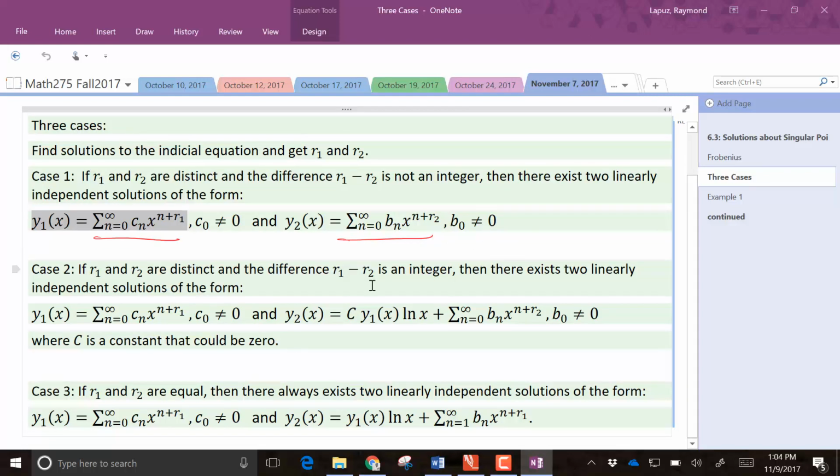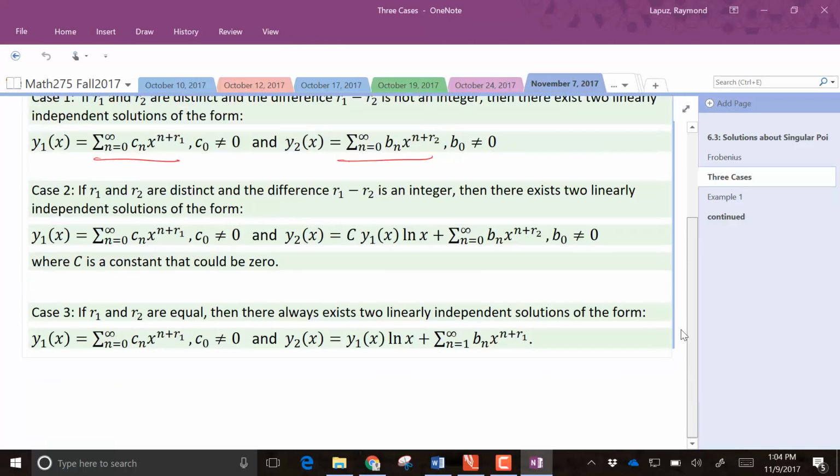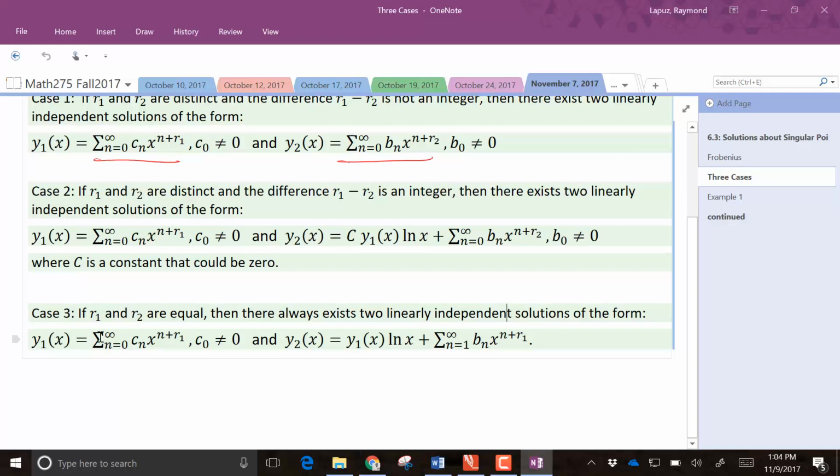If they're the same and their difference is 1, then your second function, your y sub 2, is going to be a linear combination of y sub 1 times ln x, and then another function that we have to solve for. Case 3 is the one that comes up, I think, a little bit more often, and if they're equal, then there exist two linearly independent solutions of this form.